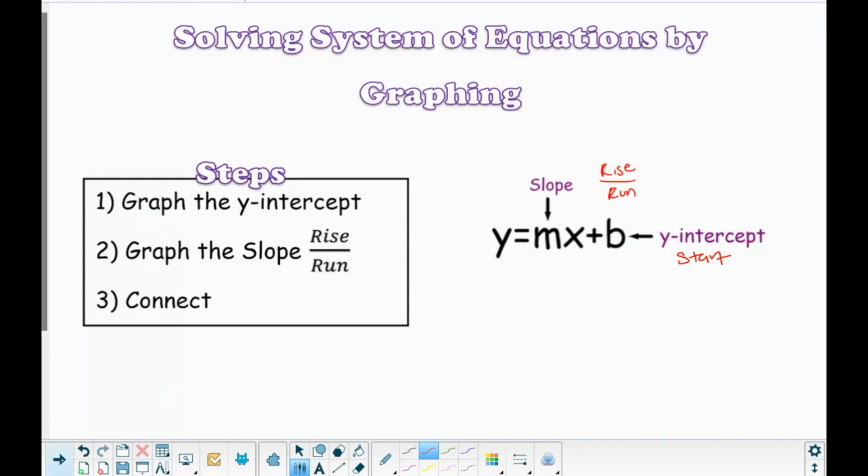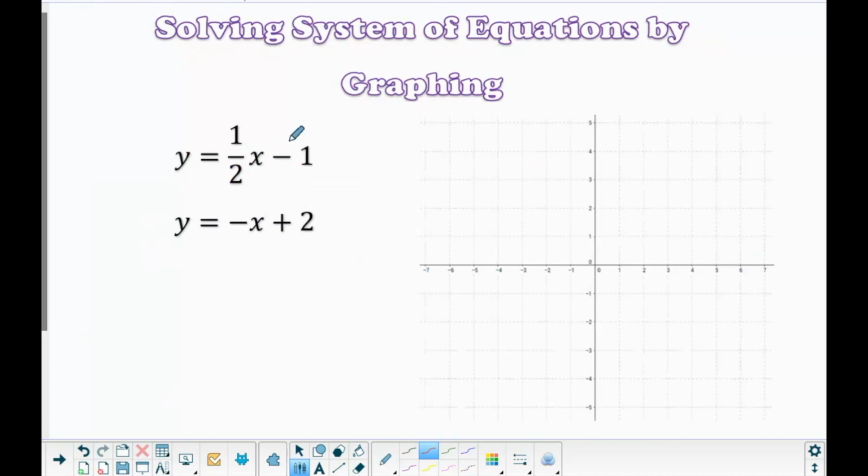Now, when we're solving a system, it means we have two equations. The goal that we want to keep in mind is we want to solve for x and y. So we want to know, where do these two lines intersect? Where they intersect, that's our solution. That's where the two graphs meet, and that's the point that meets both of these expectations. So I'll show you what that looks like now.